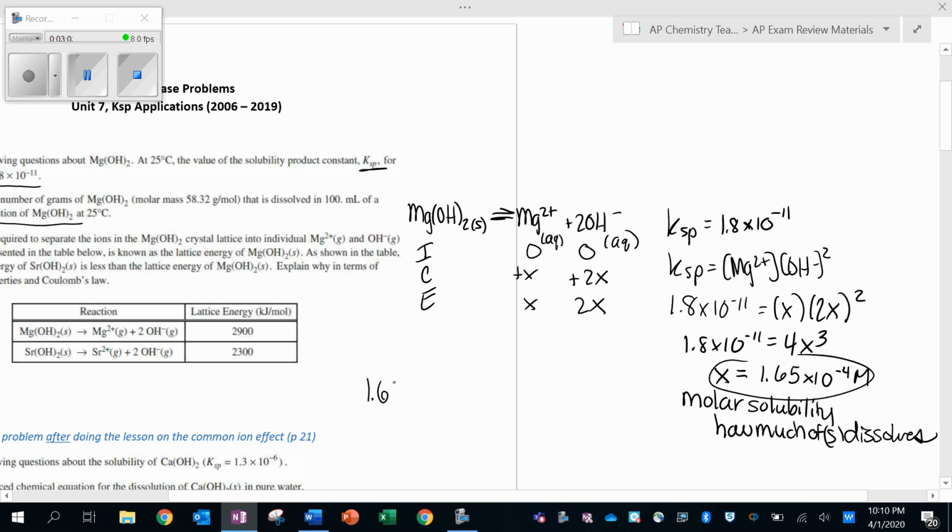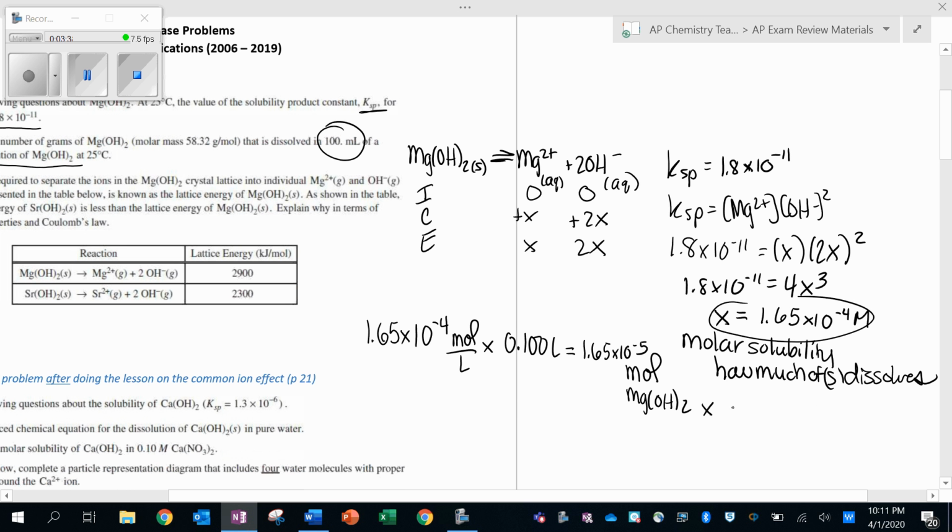First, we've got a molarity, 1.65 times 10 to the negative 4th molarity. Remember, molarity is moles per liter, and I am wondering about a 100 milliliter solution. That's 0.1 liters. If I do that calculation, that will tell me how many moles of magnesium hydroxide dissolve in that 100 mL of solution, and that's 1.65 times 10 to the negative 5th. But the question is asking how many grams dissolve. So now I have to do one more step, kind of running out of room here, and convert my moles into grams. It's 58.32 grams per mole.